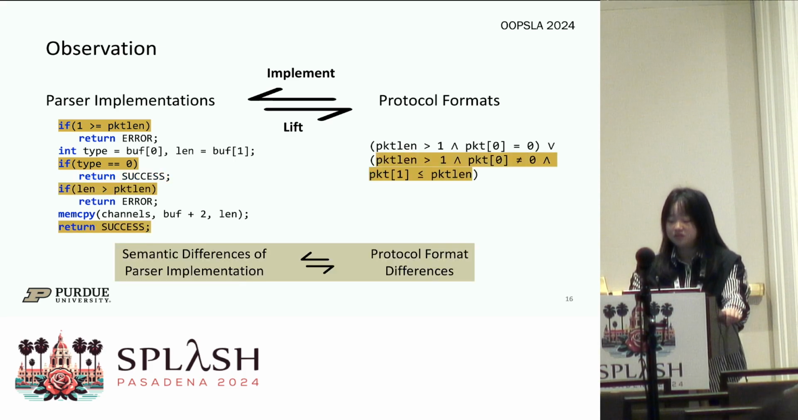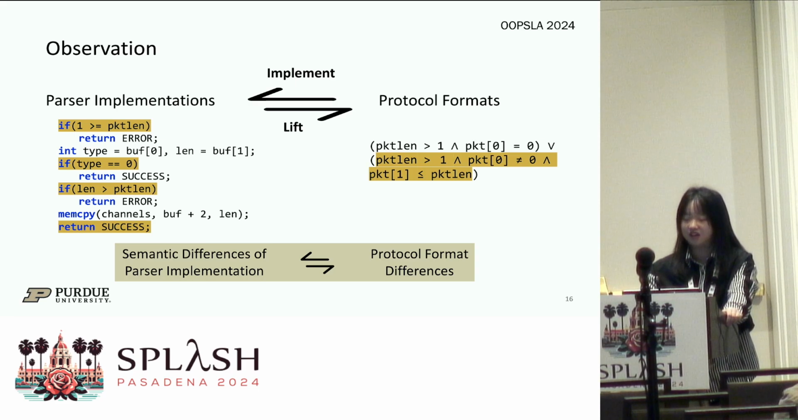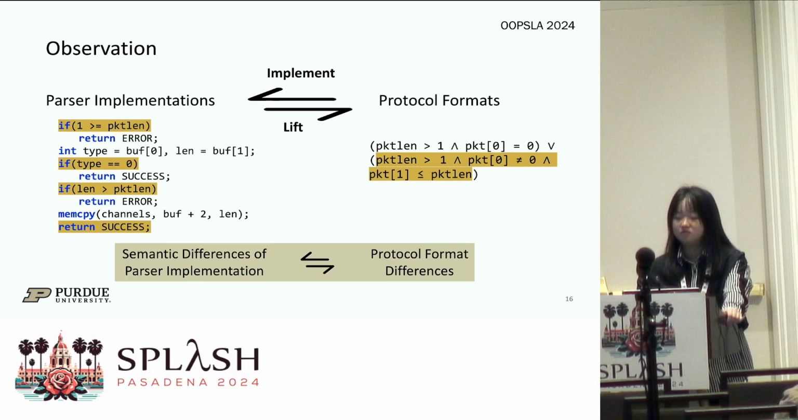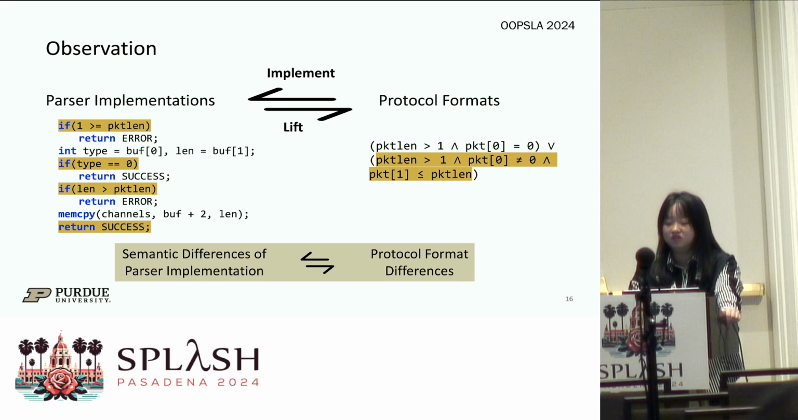Another successful parsing path, which is also highlighted in yellow this time, requires packet length greater than 1 and packet[0] not equal to 0, and packet[1] not greater than packet length. So the protocol format for this parser is actually made up of the disjunction of the two parse constraints derived from the source code implementation. And by comparing the protocol formats from different implementations, we are able to find semantic differences between the parsers.